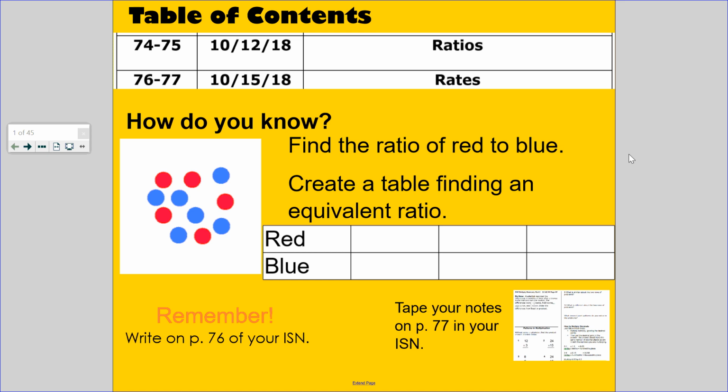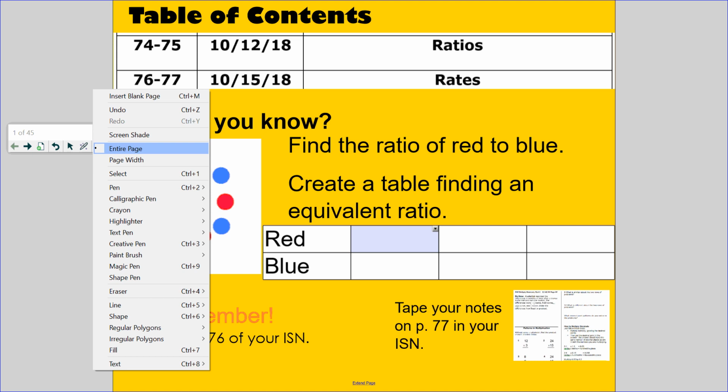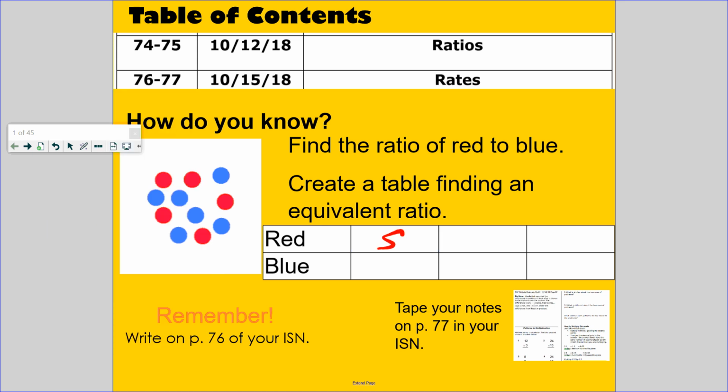So let's see. I see red. 1, 2, 3, 4, 5. Wait, maybe I should have a pen. So I see 5 reds. Compare it to the number of blue. This is called a part-to-part relationship. Blue, there are 6 blues. They are a part-to-part relationship comparing two different colors.